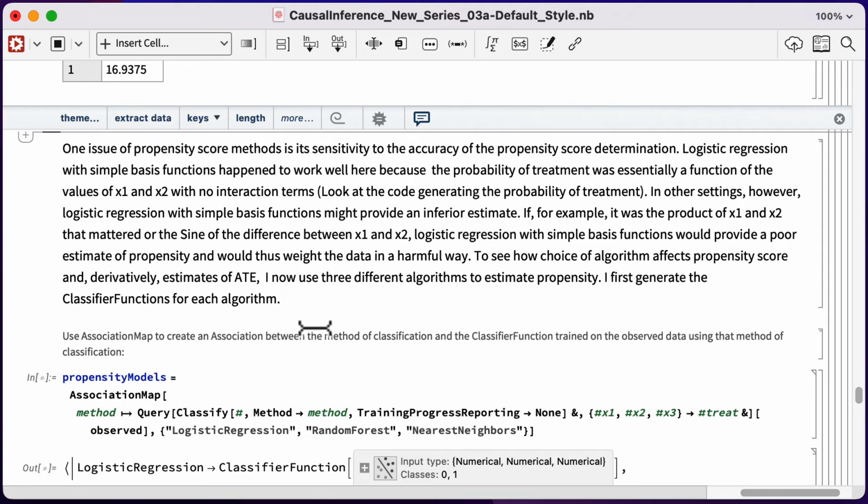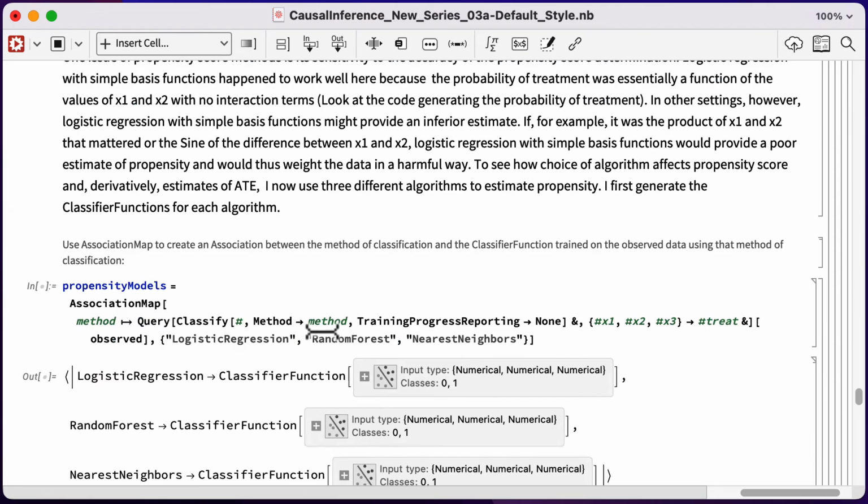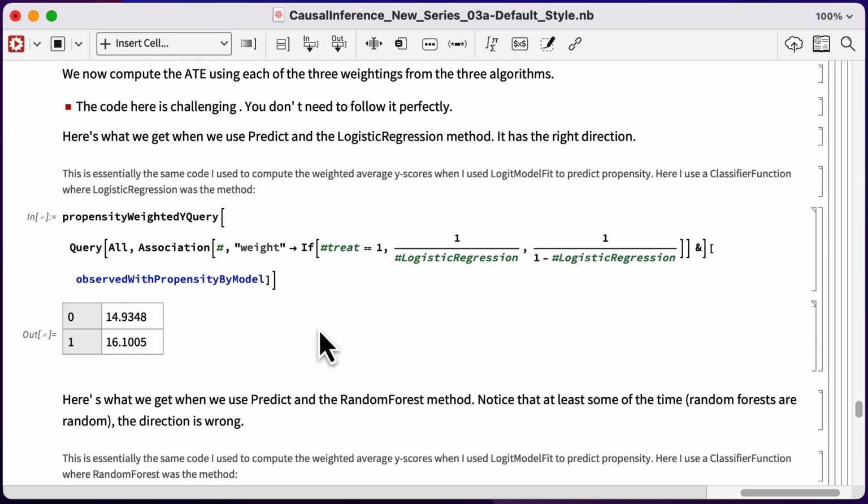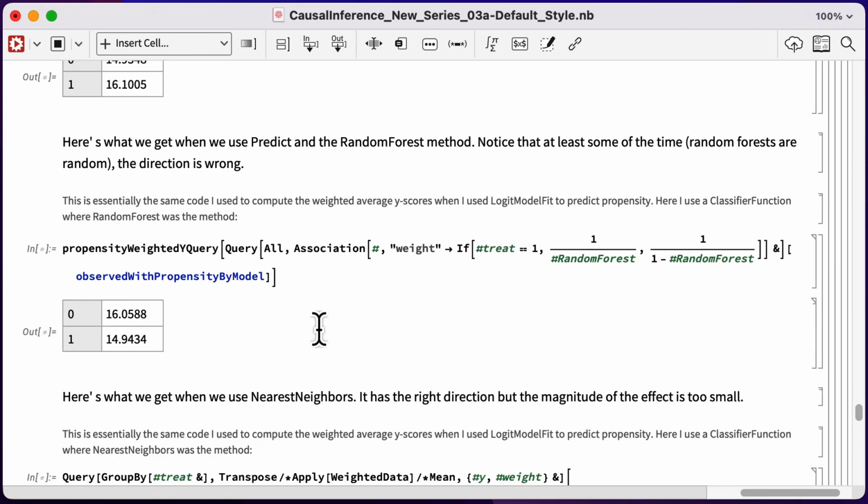But we learned in this course that there are all sorts of ways of coming up with a model for the probability of treatment. We could use a neural network or a random forest or all sorts of other supervised machine learning algorithms. Or maybe we could use logistic regression but have different basis functions. And so how fragile is propensity scoring to the choice of the propensity determination method? That's what all this code is about, and it turns out it is actually somewhat fragile.